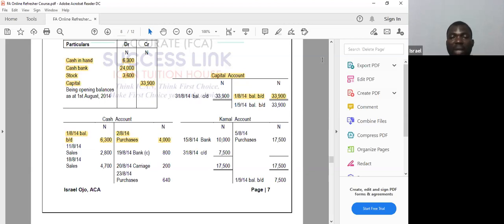So we come here and put Kama account, which is payable, and it's a liability because we have received goods that we have not yet paid for. So we have the purchases here, and that is 17,500.